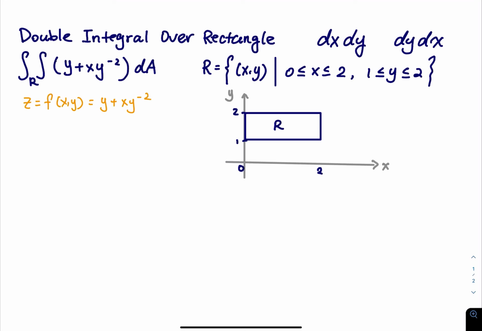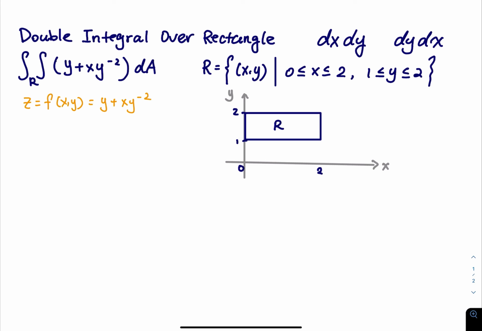Double integral over a rectangle. So we have the double integral of y plus xy to the negative 2 dA, and the rectangle is on the xy plane where x is between 0 and 2, and y is between 1 and 2. Here is how I picture this problem in my mind.